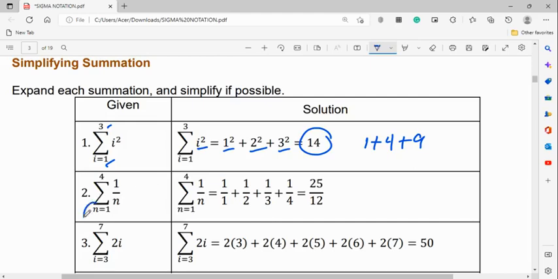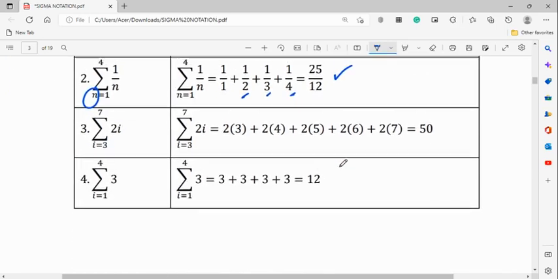And you see here, gumamit naman tayo ng n, no? So, pwede kang gumamit ng kahit anong index of summation. N starts from 1, it ends sa 4. So, 1 over 1 plus n is 2, 1 half, n is 3 is 1/3, n is 4 is 1/4. This is your answer, the sum. And in number 3, let I start from 3, it ends sa 7. Kaya you need to change I from 3. So move to 4, 5, 6, 7. Add the results. It gives you 50.